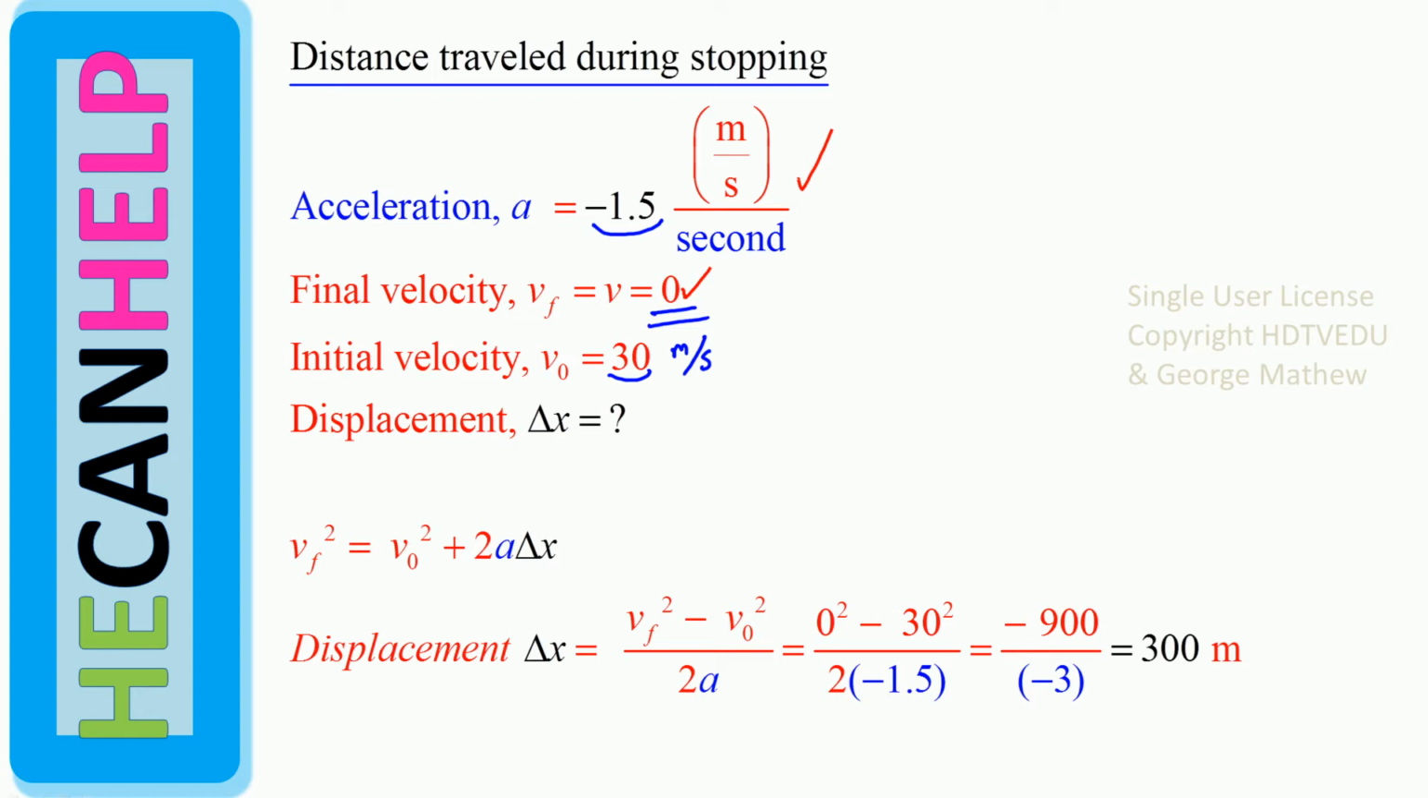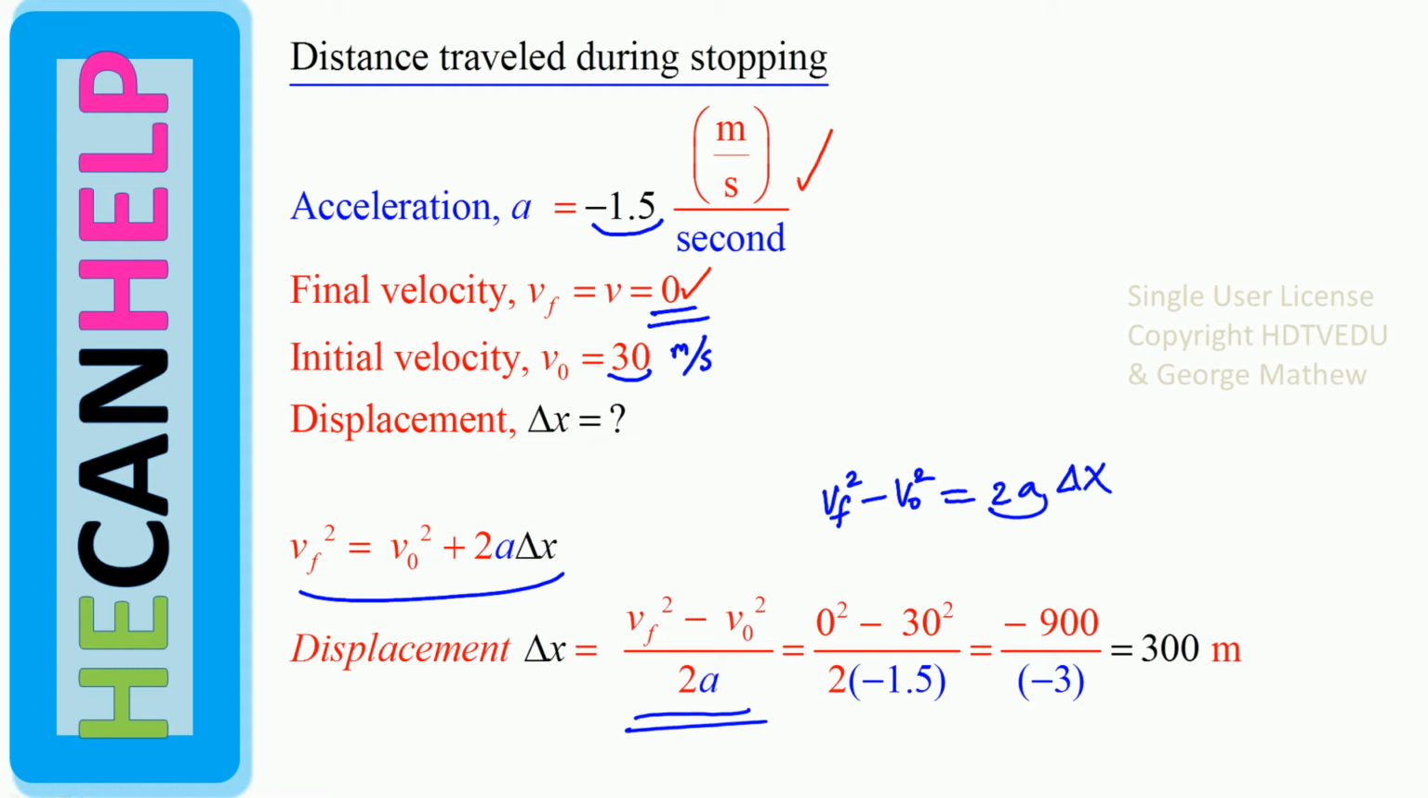So we know v final squared is equal to v initial squared plus 2a delta x. From this equation, subtract v initial squared from both sides. So you get v final squared minus v initial squared is equal to 2a delta x. Divide both sides by 2a, and what do we get? V final squared minus v initial squared divided by 2a is equal to delta x.